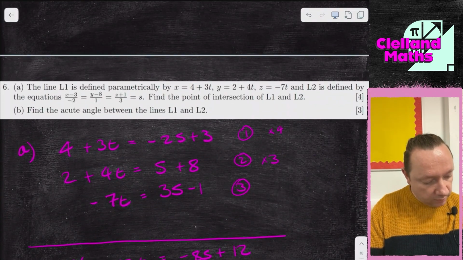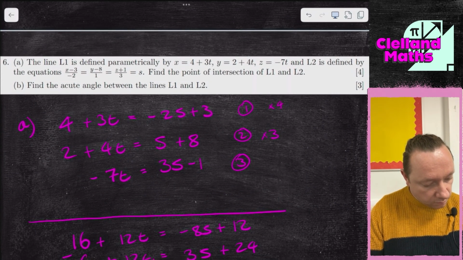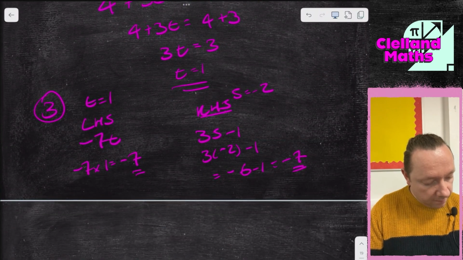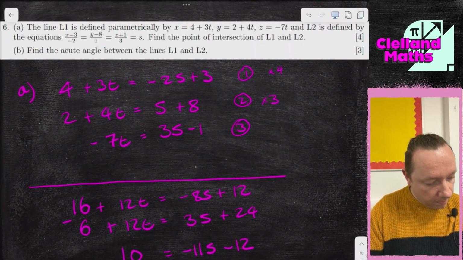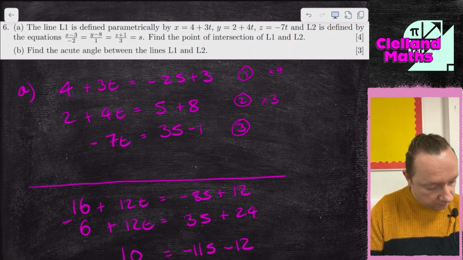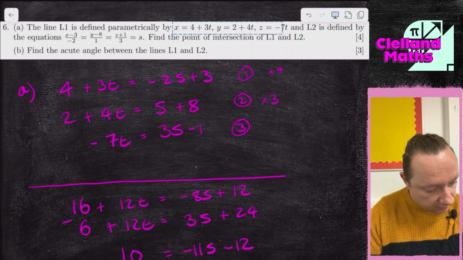And then to answer the question, find the point of intersection. So we can just sub in t and s into the equations. So let's just use our equations up here. t or s, it doesn't really matter which. I'll just use these then.